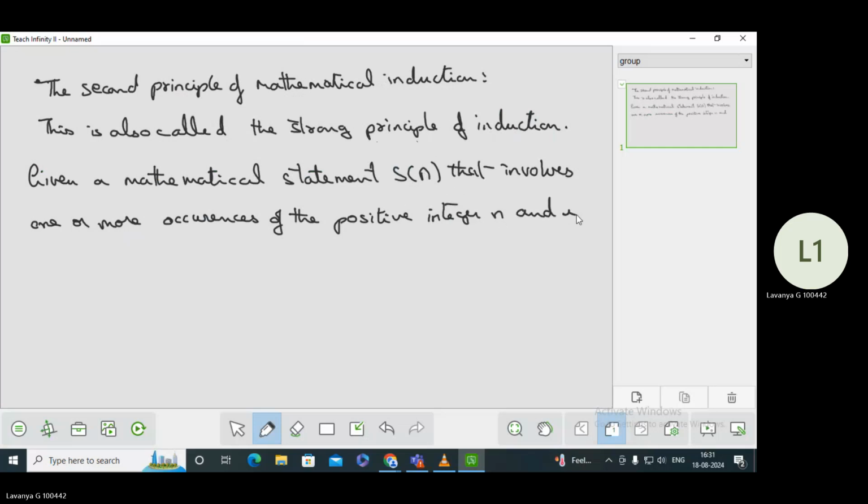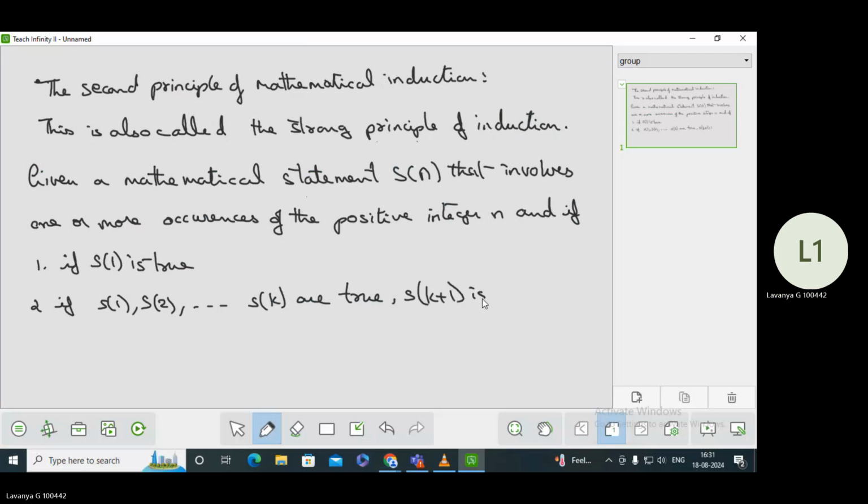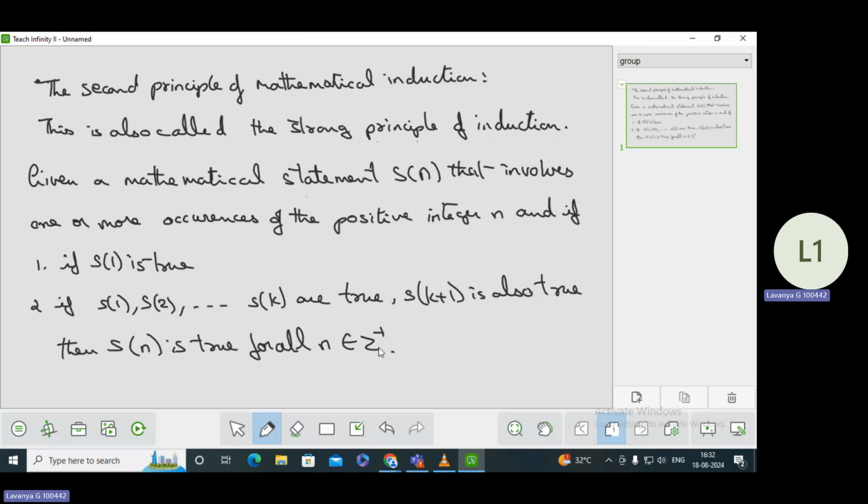and if S of 1 is true, that is your basis, and if S of 1, S of 2, etc., S of k are true, S of k plus 1 is also true, then we conclude S of n is true for all n in Z plus, the set of positive integers.